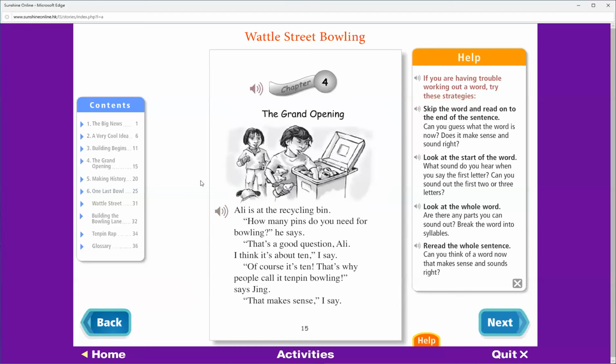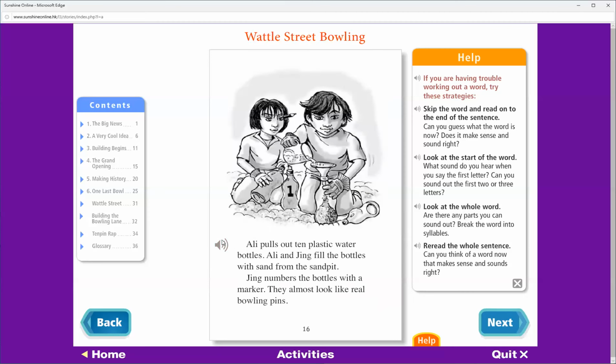Chapter 4. The Grand Opening. Ali is at the recycling bin. How many pins do you need for bowling? He says. That's a good question, Ali. I think it's about 10, I say. Of course it's 10. That's why people call it 10-pin bowling, says Jing. That makes sense, I say. Ali pulls out 10 plastic water bottles. Ali and Jing fill the bottles with sand from the sandpit. Jing numbers the bottles with a marker. They almost look like real bowling pins.